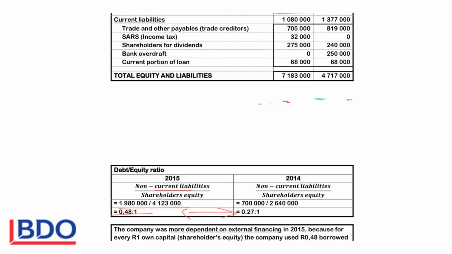That means the company was more dependent on external financing in 2015, because for every R1 own capital provided by the owners, the shareholders, the company borrowed 48 cents from financial institutions. The firm had a higher gearing in 2015 because the risk is higher if the loans increase, because you've got more borrowed capital and interest that you have to pay, even if the profits are low. The firm had lower gearing in 2014 because the risk was lower when own money is used and not borrowed money. The share capital is not paid back, and if the profit is low, they don't have to pay out any dividends.